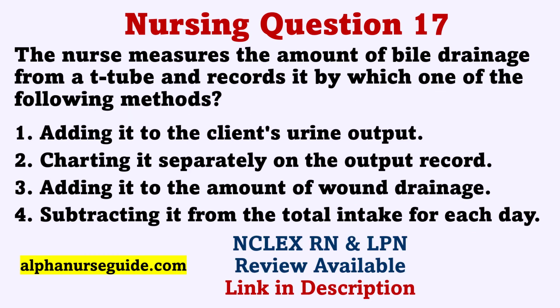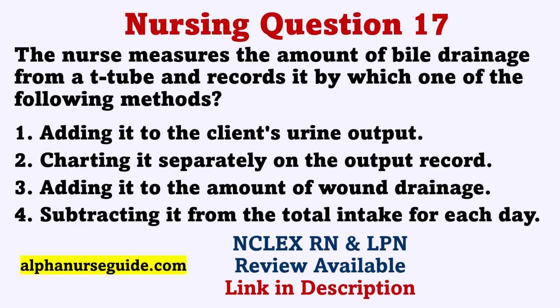The nurse measures the amount of bile drainage from a T-tube and records it by which one of the following methods? 1. Adding it to the client's urine output. 2. Charting it separately on the output record. 3. Adding it to the amount of wound drainage. 4. Subtracting it from the total intake for each day. The correct answer is 2. Charting it separately on the output record.